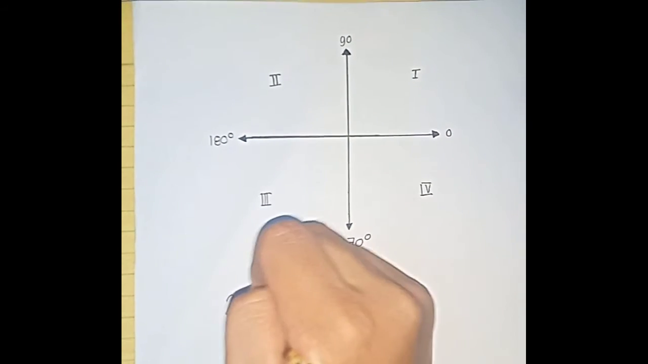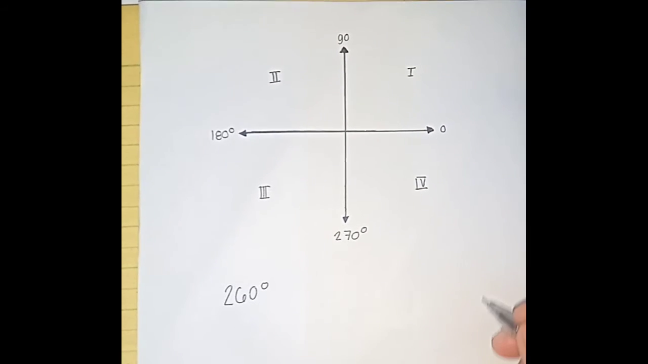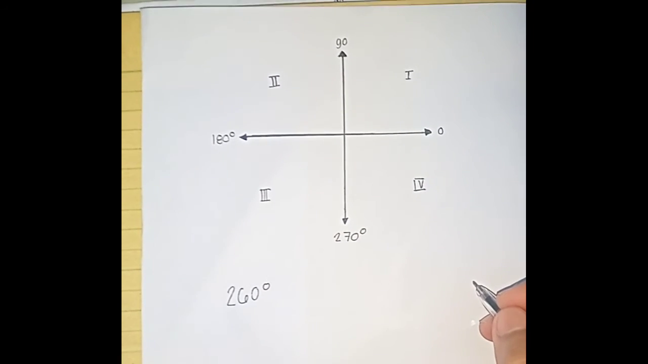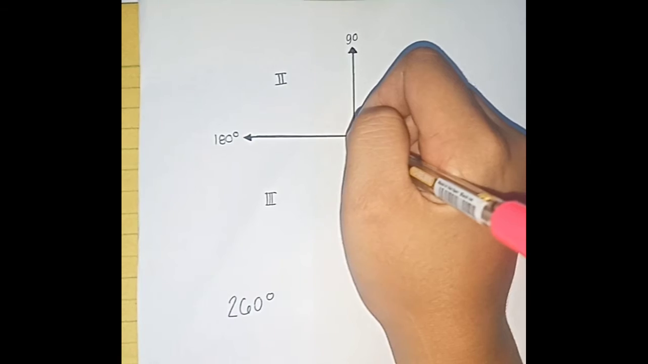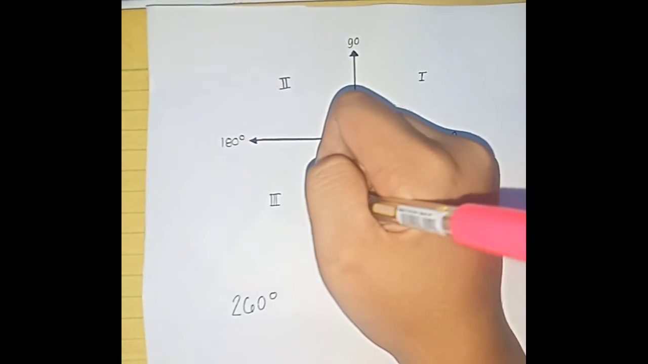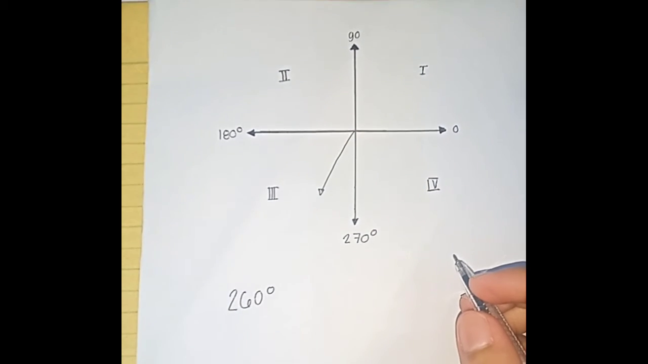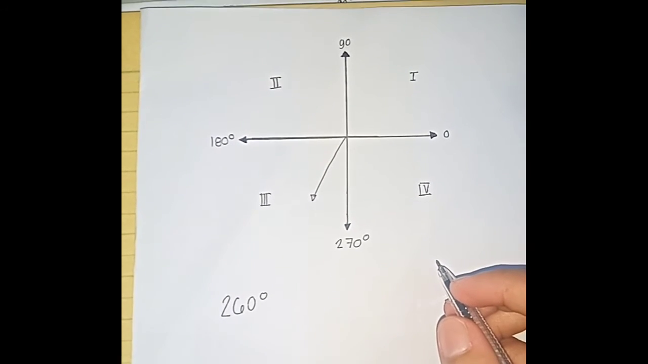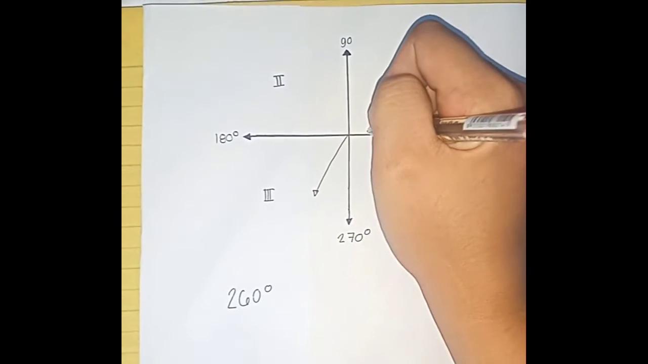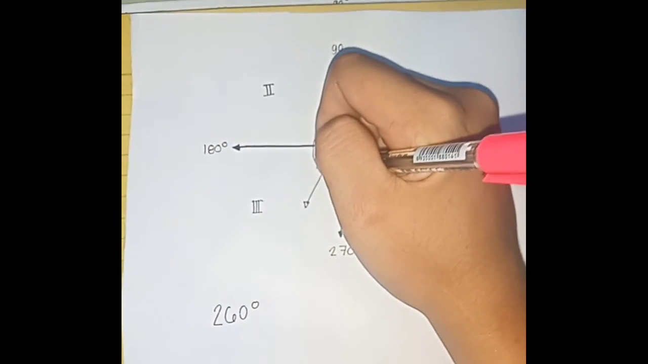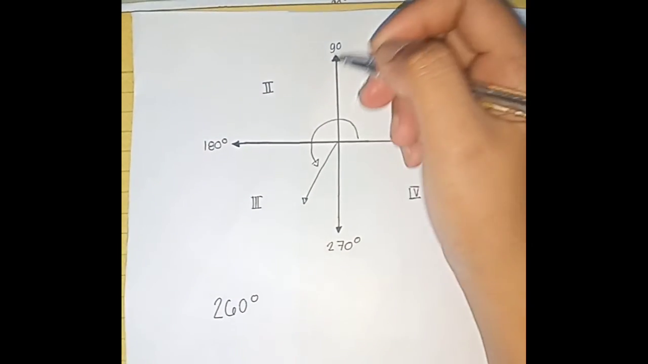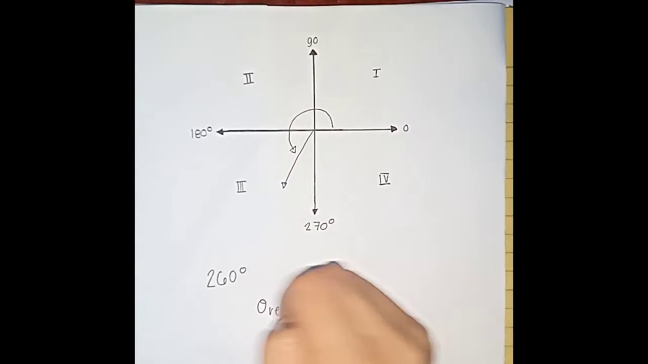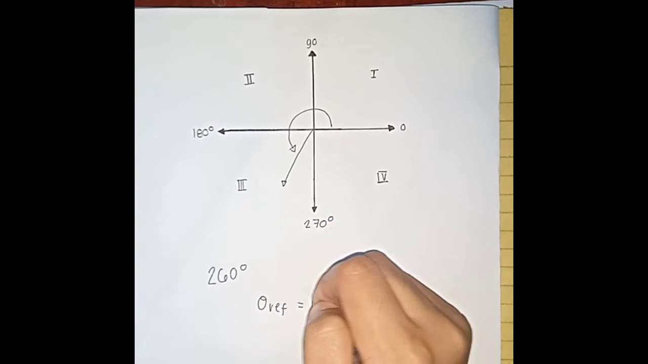So 260 degrees. What is the reference angle of 260 degrees? So first, let's plot 260 degrees. 260 is in quadrant 3. It's between 180 and 270. So this is 260 degrees. For an angle in quadrant 3, the reference angle is going to be the angle in quadrant 3 minus 180.